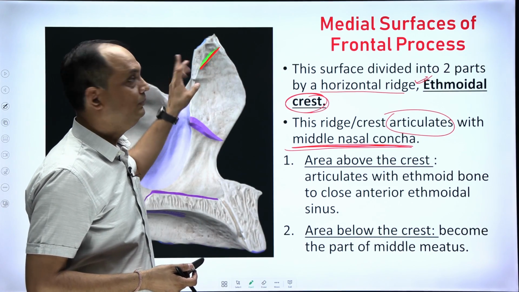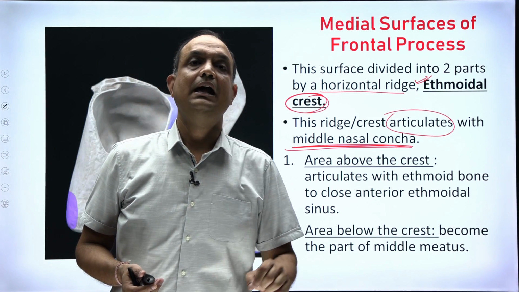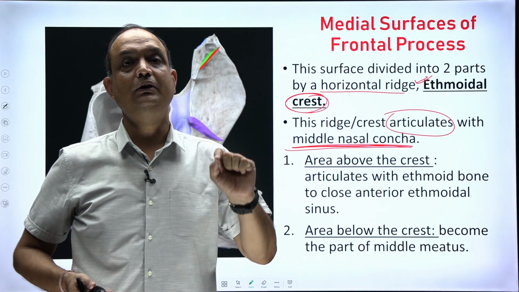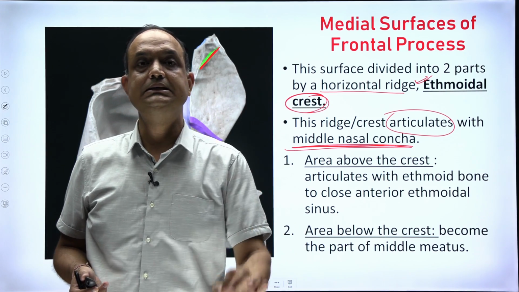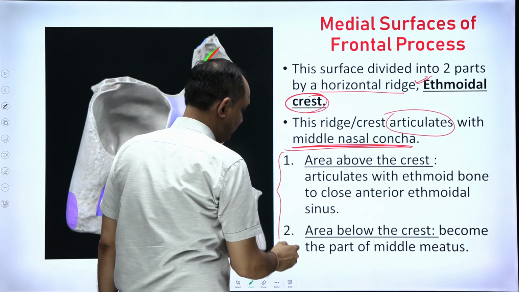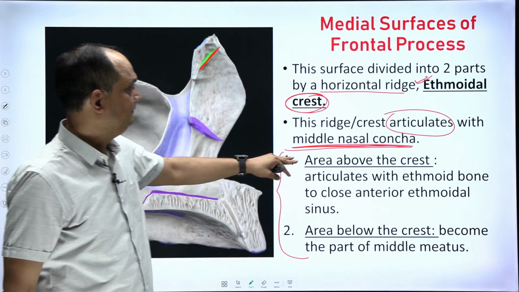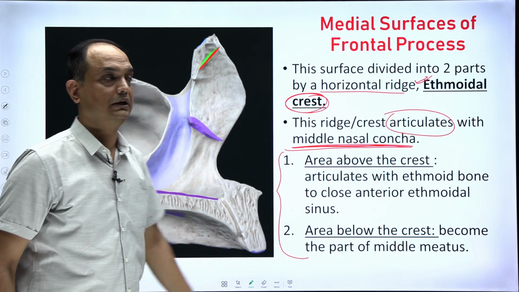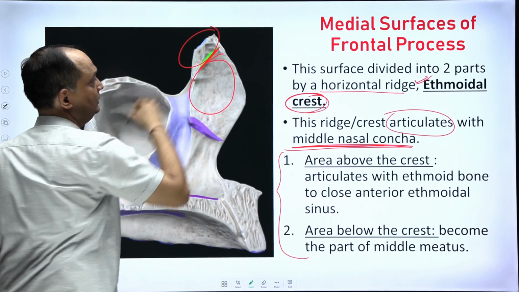The ethmoidal crest is an oblique line present on the medial surface of the frontal process, and this is going to articulate with the ethmoid bone. Which part of the ethmoid bone? Middle nasal concha. Now, we will move to another part of this medial surface. This medial surface is again divided into above the crest and below the crest. So, this area is above the crest, this area is below the crest.